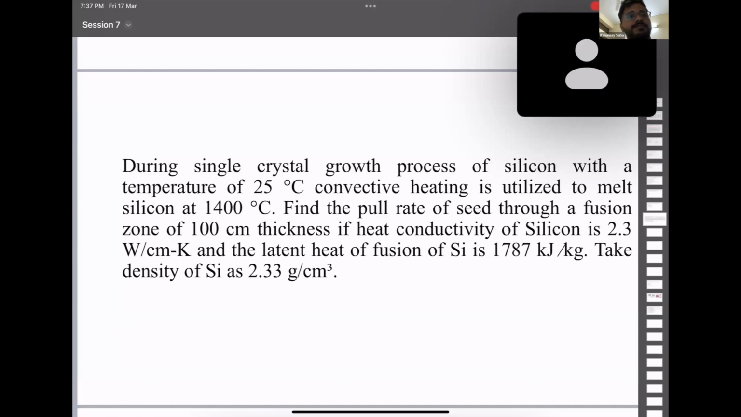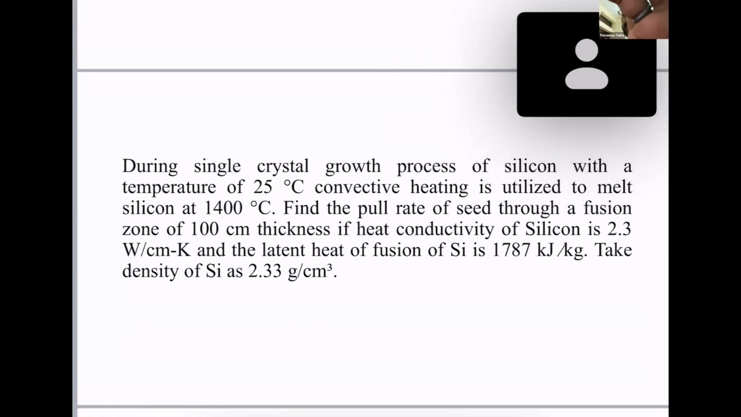In that case, this is a question out of that. It says that during a single crystal growth process of silicon, with an ambient temperature of 25 degrees centigrade, you are having a convective heating inside the crucible at a temperature of 1400 degrees centigrade. Now, you have to find out the cooling rate of the seed through a fusion zone of 100 centimeter thickness.